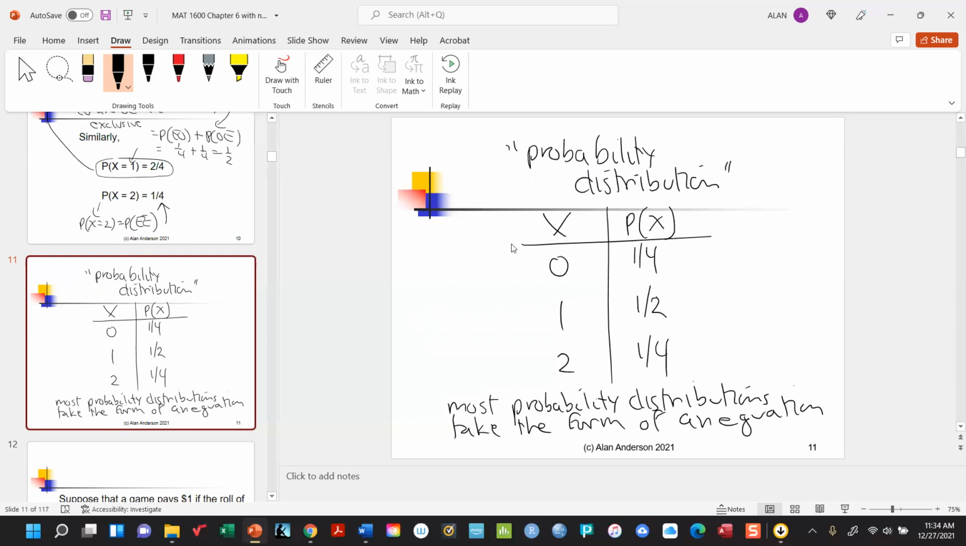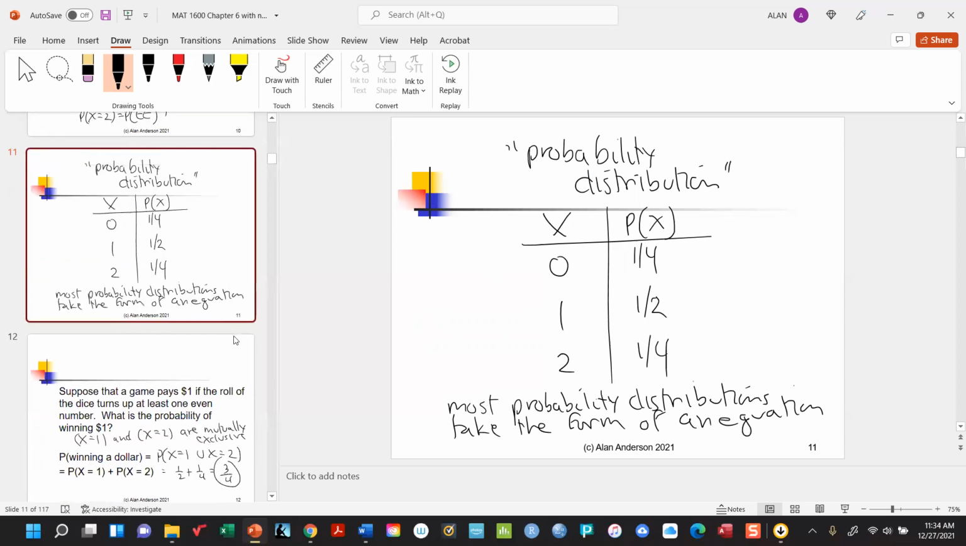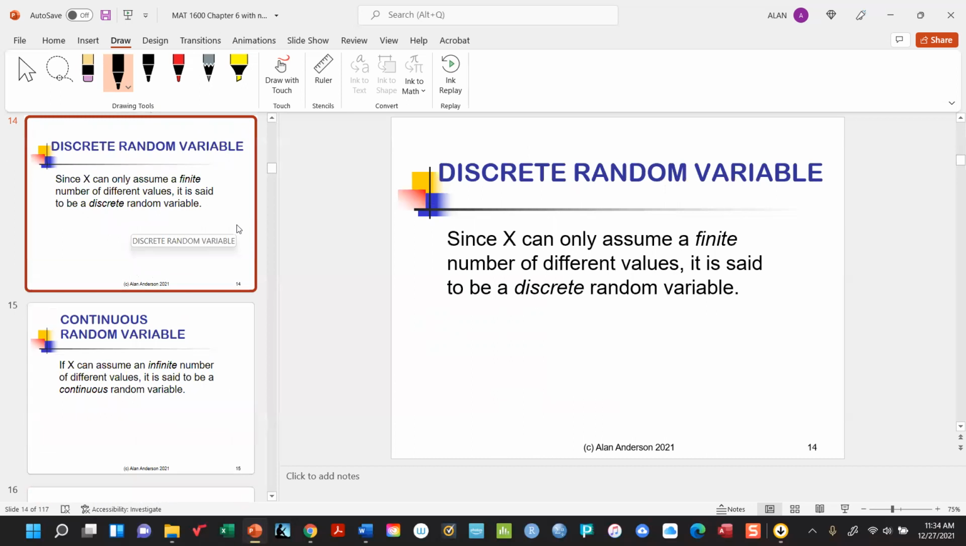So as you can probably guess, there are going to be a lot more complicated probability distributions that we may encounter. For example, if we roll the dice 10 times or 20 times, whatever the case may be, what these all have in common though, is that the number of possibilities is finite. We can't literally roll the dice an infinite number of times. So when we roll the dice and we keep track of the number of evens that turn up, this type of random variable is referred to as a discrete random variable because it can only assume a finite number of different values. Now you can certainly roll the dice a large number of times, but not infinite. So as long as the number of possibilities is finite, then X is said to be discrete.